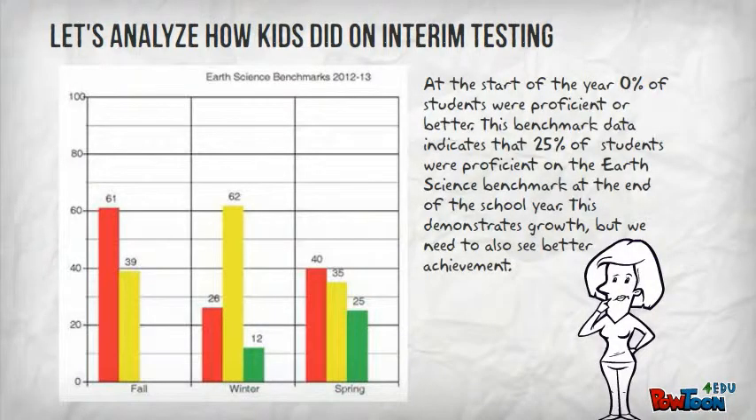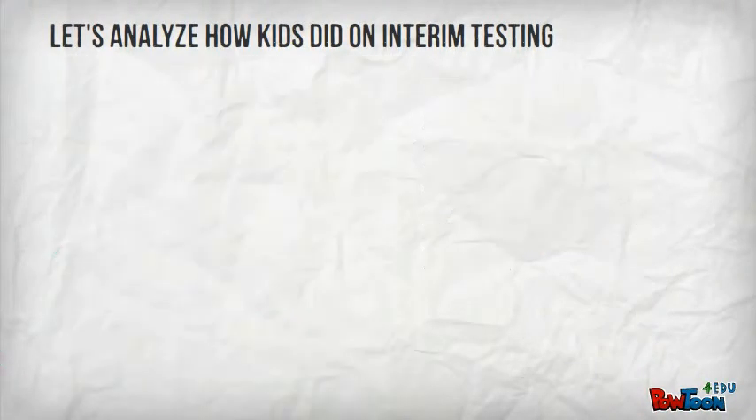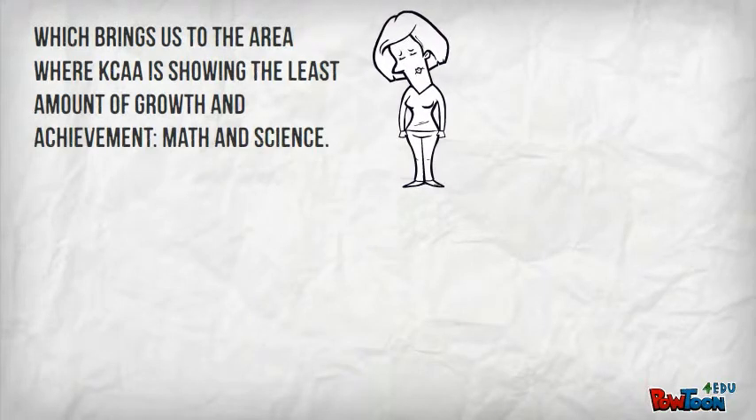Let's start addressing some of our weaker areas. At the beginning of the school year, 0% of students were proficient on the Earth Science benchmark. You can see here that the final data reports 25% of students were proficient on that year-end benchmark. This definitely demonstrates growth, but we'd also like to see stronger academic achievement.